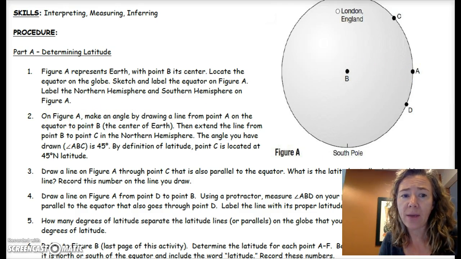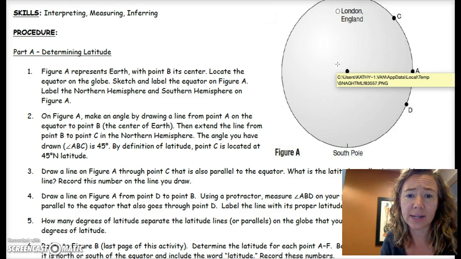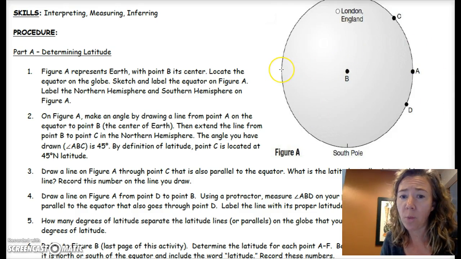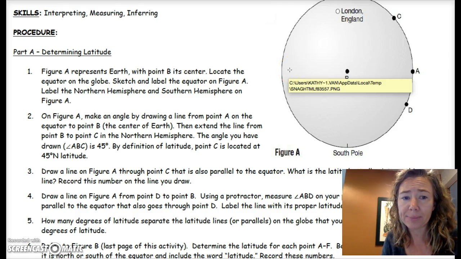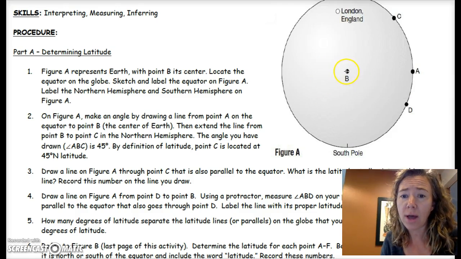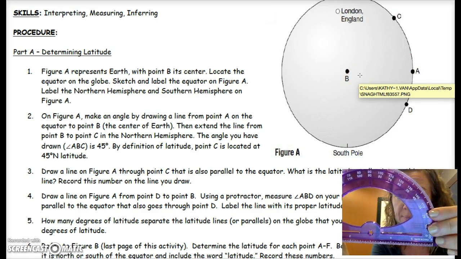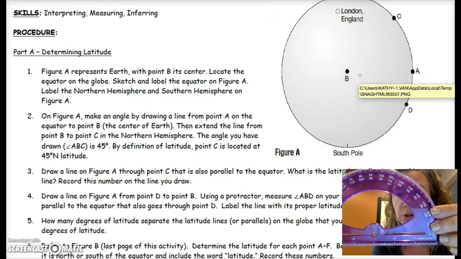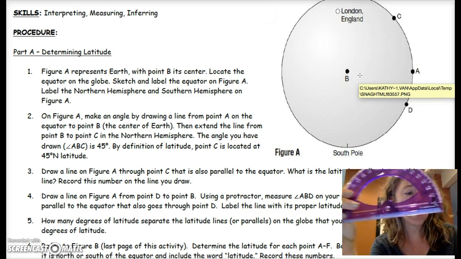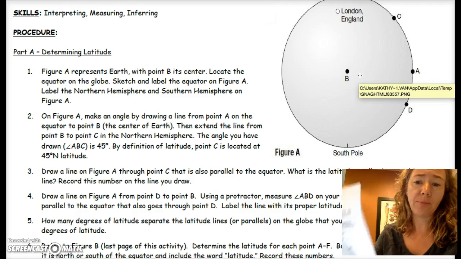So figure A represents Earth with point B at its center. Locate the equator on the globe. Where would I draw that equator? Right? So go ahead and do that now on your paper. Question number 2 asks you to draw the angle. If you draw a line from B to A, we can measure the angle. And the way that we're going to do that is with this protractor. So you can actually hold the protractor up to the screen, or you can print out your paper.